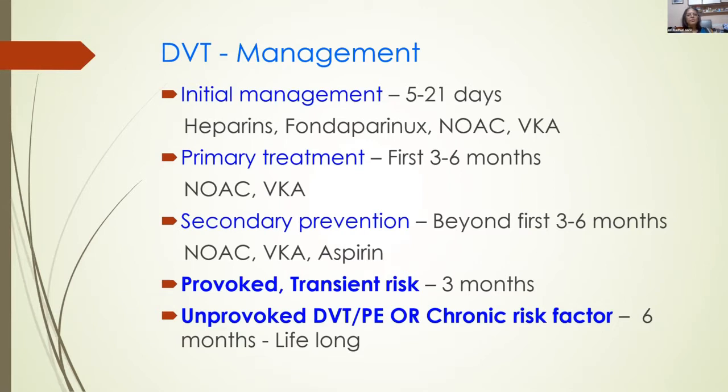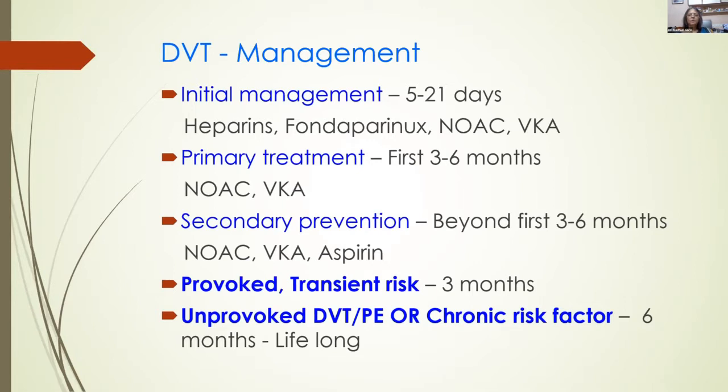This is then followed by NOACs, that is novel oral anticoagulants, or vitamin K antagonists. The primary treatment lasts for 3 to 6 months, depending on the factors that I have mentioned later, and most often will include treatment with either VKA or NOAC. Secondary prevention is beyond the first 3 to 6 months period and may include NOAC, VKA, and a newer addition, aspirin.